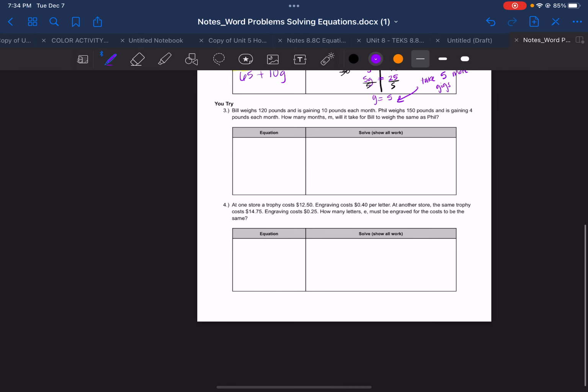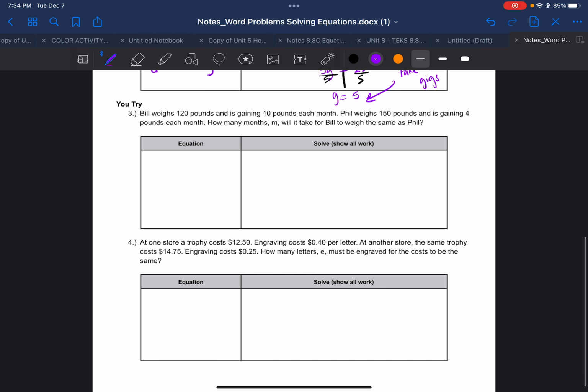All right, so these two I want you guys to try. Read it, try to come up with the equations. So we're going to pause the video, try to do it yourself, and then play the video. So I'm going to go a little faster on these, okay? So here we go.